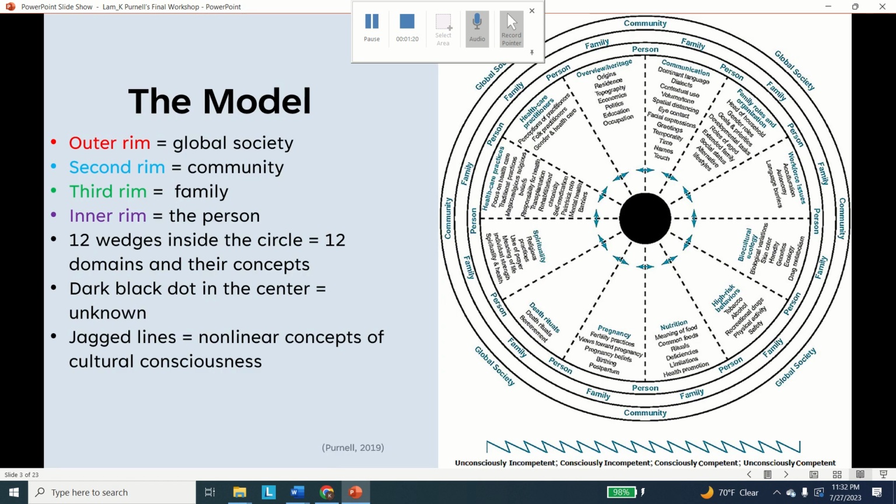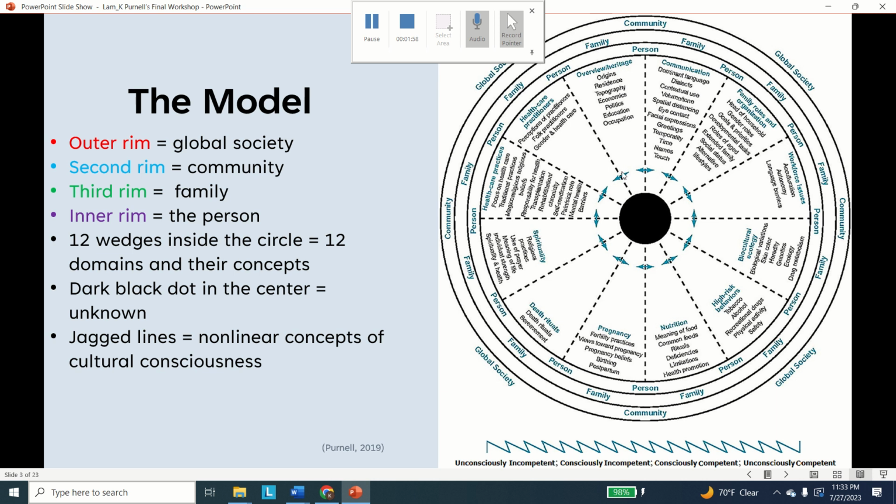So the model here, you can see that there's an outer rim, a second rim, a third rim, and an inner rim, and then 12 wedges and jagged lines in the bottom. The outer rim represents a global society, the second rim represents a community, the third rim represents a family, and the inner rim represents the person. Now, using this model to assess the person, you can look at their heritage, you can assess communication, family and organization, workforce, biocultural ecology, high-risk behaviors, nutrition, pregnancy, death rituals, spirituality, healthcare practices, and healthcare practitioners.